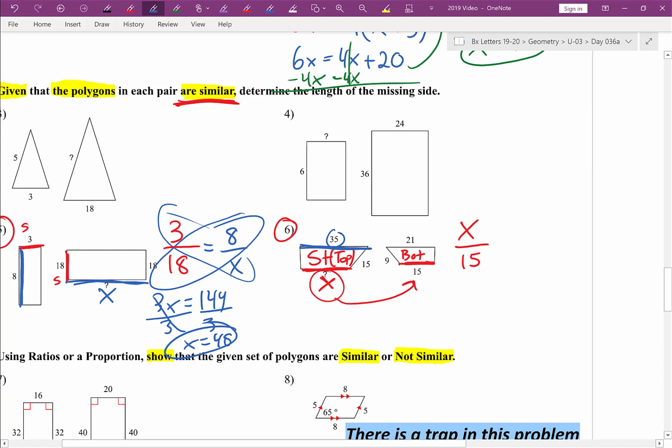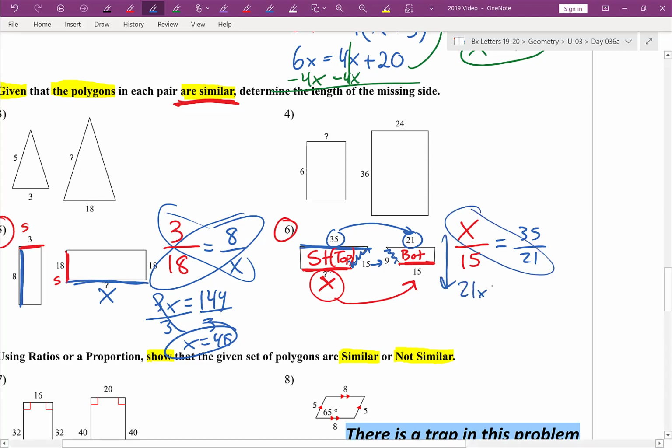And I could do 35 over 21, or you could have done the 15 over 9. Either one will work. Because remember, 35 and 21 are growing at some rate, and so is 15 and 9. They're going to grow at the same rate. That's why it's fine to use either.